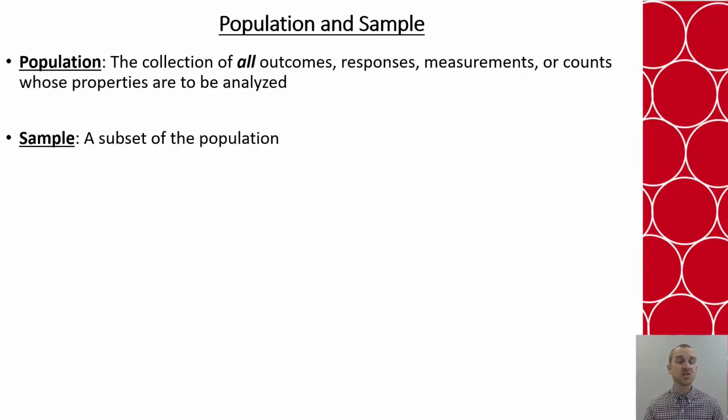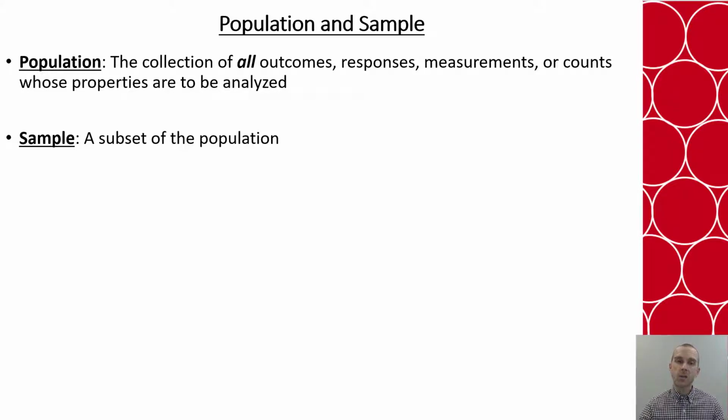As we do statistics, we have to recognize what is the population and what is the sample we may need to do the statistics. A population is the collection of all outcomes, responses, people or groups or counts that we want to know and understand. The sample is a subgroup, a subset of that population.